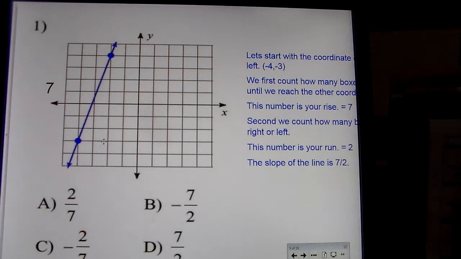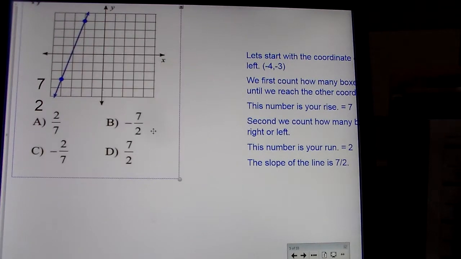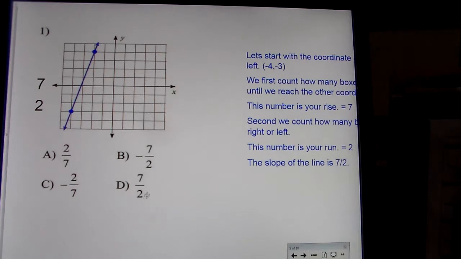Then, how many boxes over is this point compared to this point? Well, it's 1, 2. It's 2 boxes left and right. So my slope, since it's rise over run, it's going to be 7 divided by 2, which is option D. I'll make this smaller again. So as you're going to see, it's option D, 7 over 2.